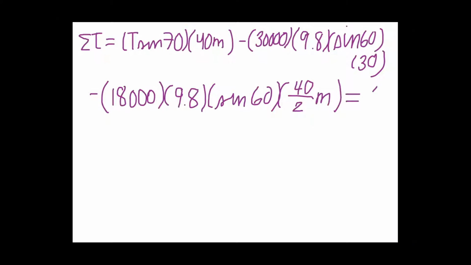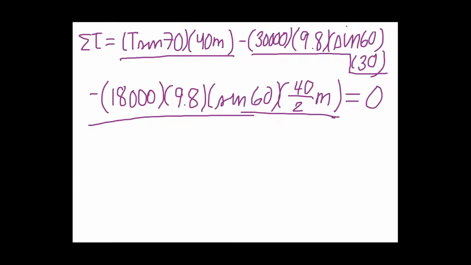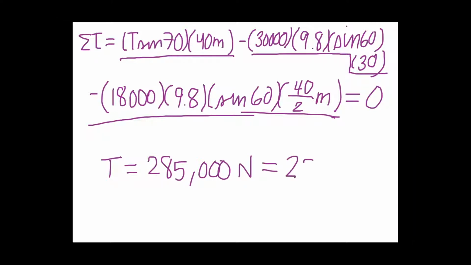And again, we said that the sum of all of our torques should be equal to 0. So we have our torque due to the tension, our torque due to the car, and our torque due to the bridge. We are adding or subtracting depending on whether they are acting clockwise or counterclockwise, and it should be equal to 0. So using our algebra rearranging, we end up with a tension value of 285,000 newtons, or 285 kilonewtons.